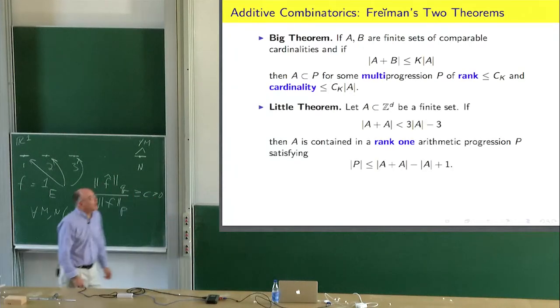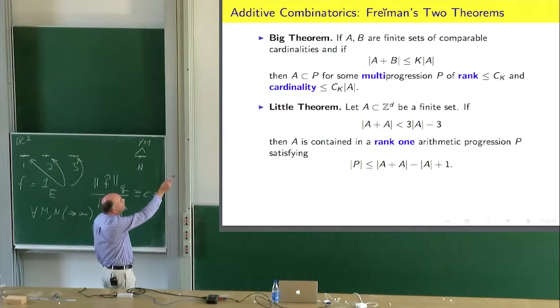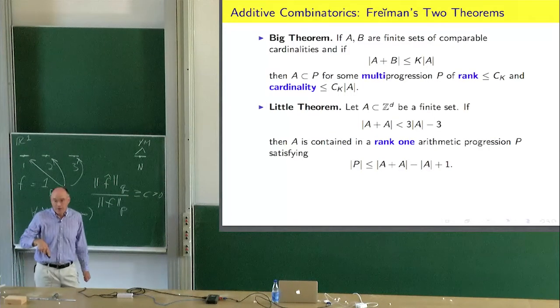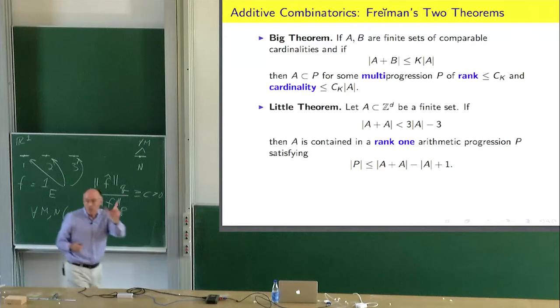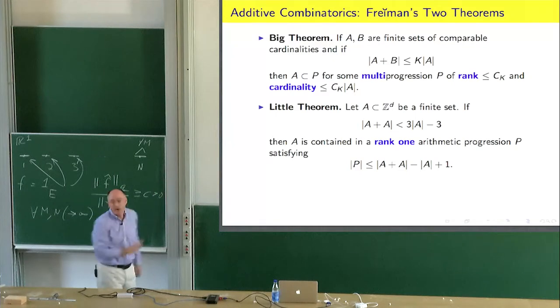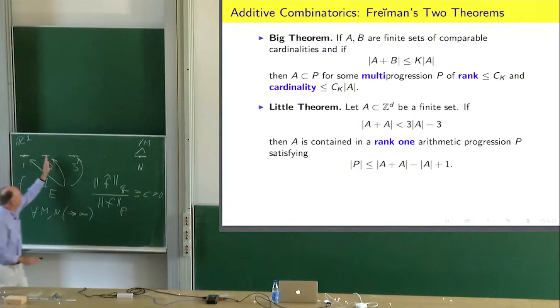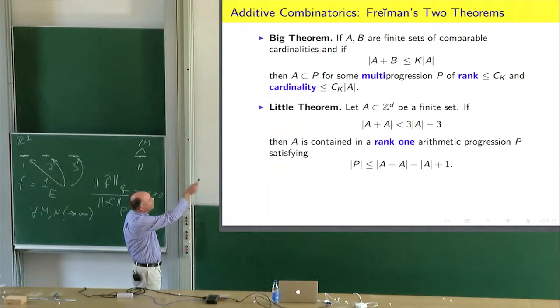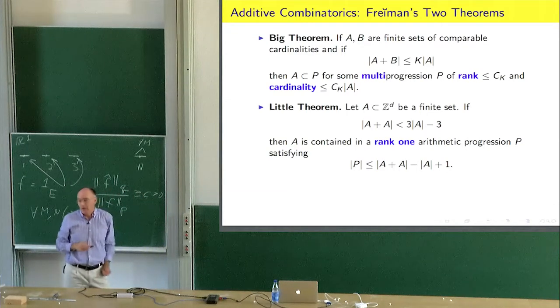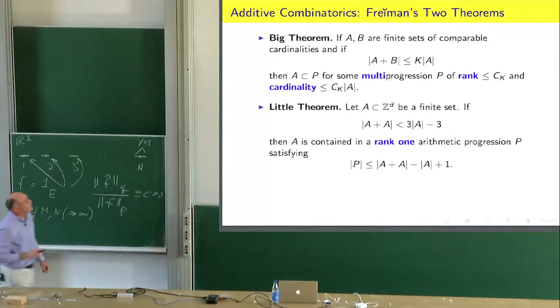Okay, then there's Freiman's little theorem. So suppose that you have a finite subset of Z^d, or of Z. Suppose that A plus itself has a cardinality a little less than 3 times the cardinality of A. So remember, it's always at least twice the cardinality minus 1. So here we're within a factor of 3/2 of optimality. And if that happens, then A is contained in a progression of rank 1. So a discrete thing with only one step. And moreover, you get a bound for the cardinality of that progression, which is absolutely tight. It's exactly what you expect from looking at simple examples. Okay? So that is Freiman's little theorem.